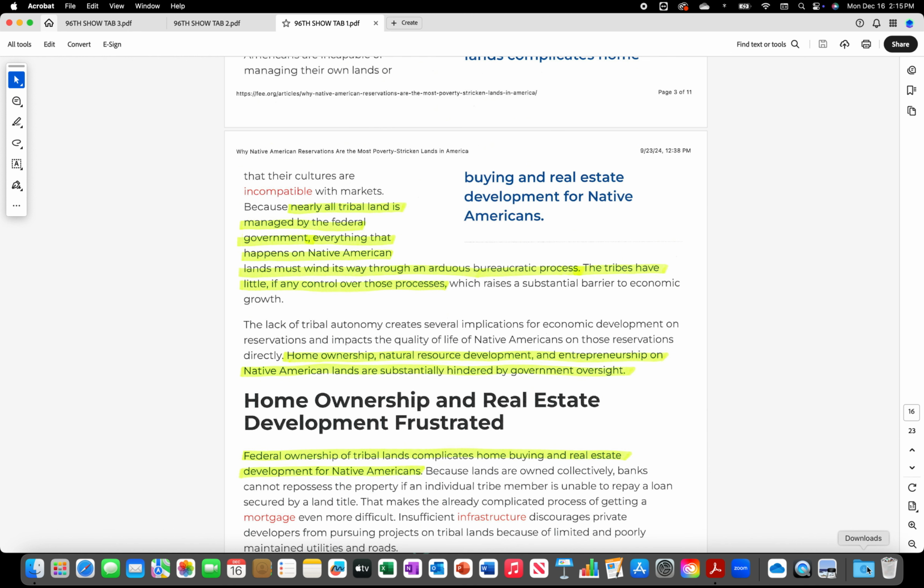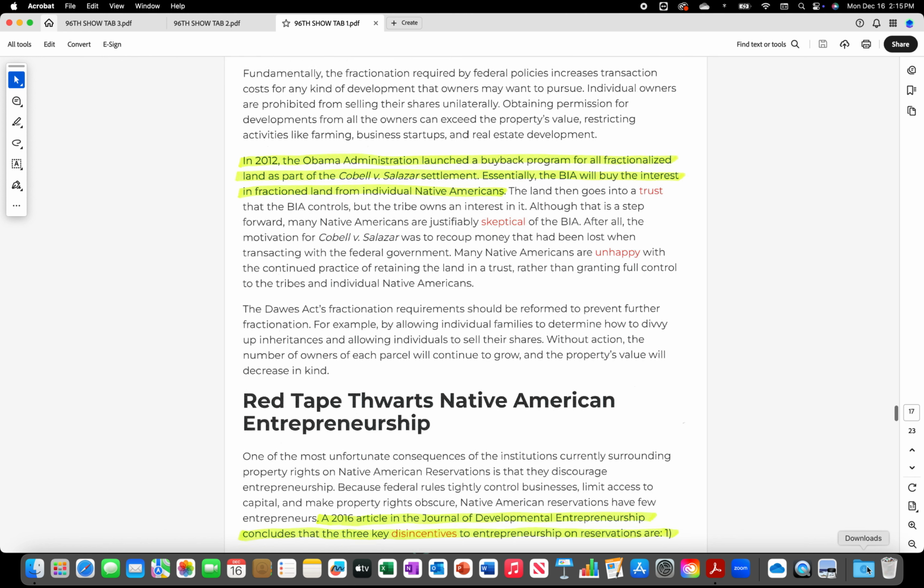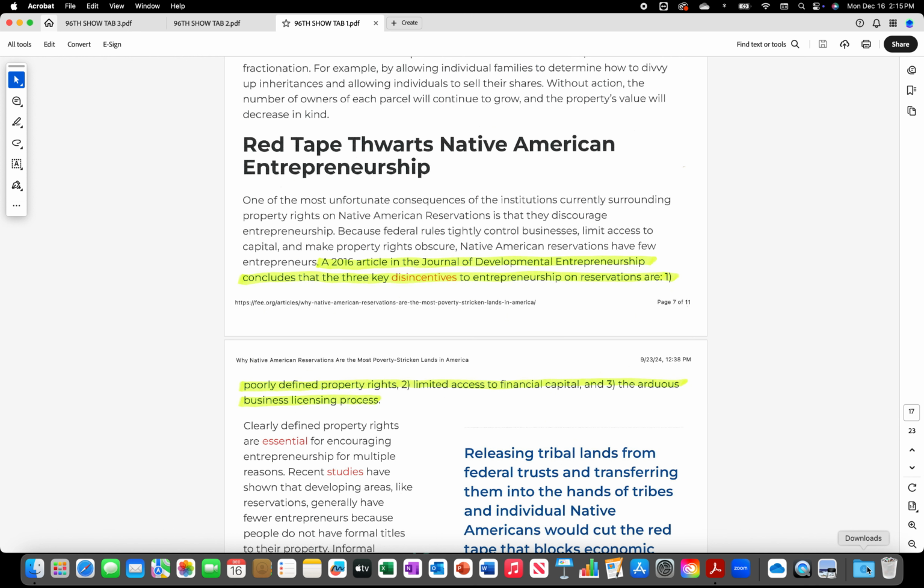In 2012, the Obama administration launched the buyback program for all fractionalized land as part of the Cobell versus Salazar settlement. Essentially, the Bureau of Indian Affairs will buy the interest in fractioned land from individual Native Americans. The 5% that they say own the land, or own some of the 50 million acres.